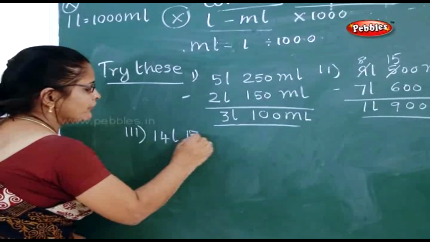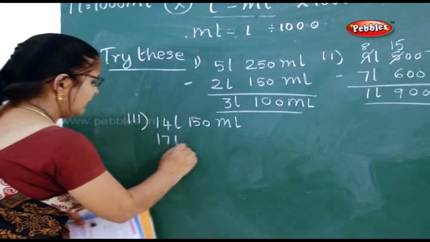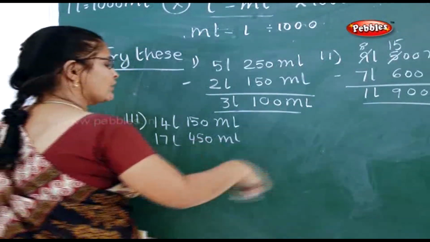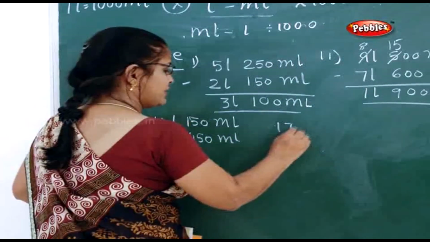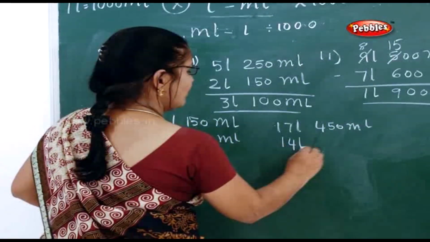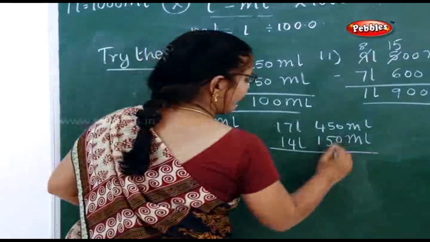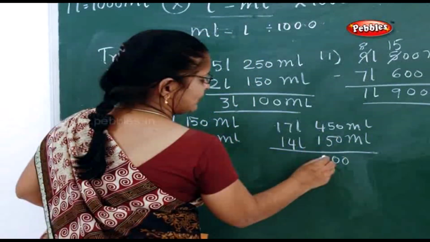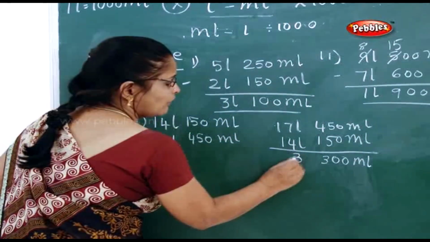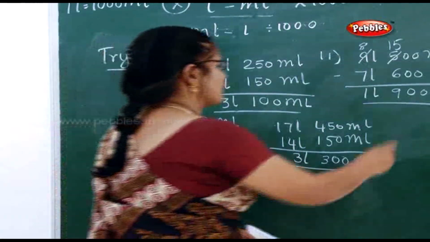Now third sum: 14 L 150 ml with 17 L and 450 ml. Now what will you do? You will write the bigger number first, because you subtract from it. So you will write 17 L 450 ml minus 14 L 150 ml. Immediately 5 minus 5 is 0, 0, 4 minus 1 is 3. So you write 300 ml. What is 7 minus 4? 3. 1 minus 1 is 0. So you will write 3 liters and 300 ml.